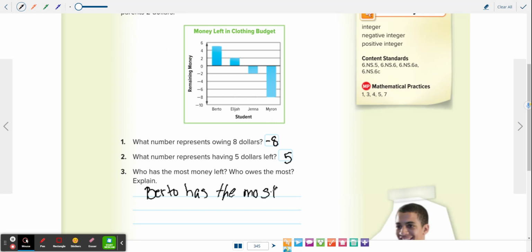So he has the most left. Who owes the most money? That would be Myron. Myron owes the most because he has negative 8. Okay.